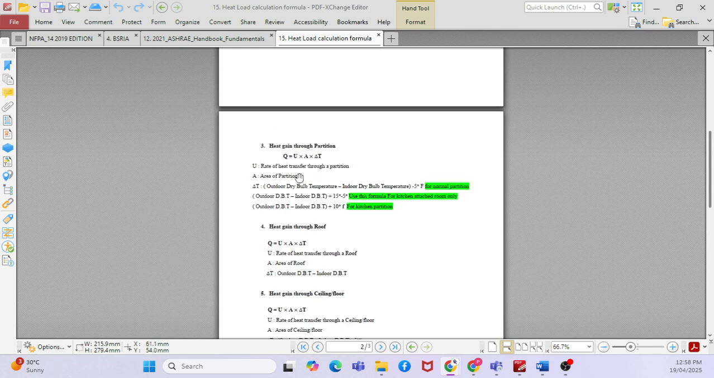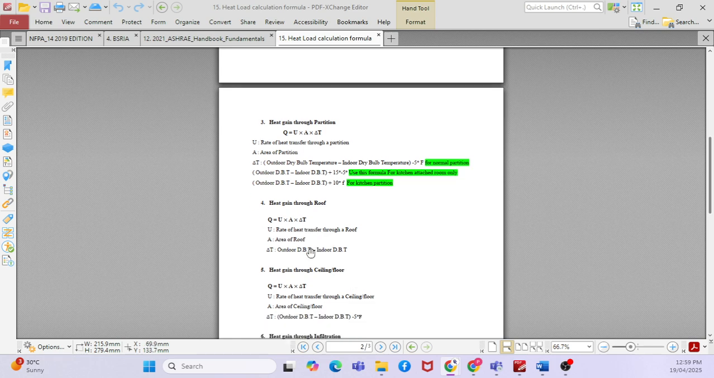For example, this is the equation: Q is nothing but U A delta T. How this equation came about is given very completely in that lecture. What is the area, what is U? It is the rate of heat transfer through a partition, and delta T is the temperature difference. We have studied this equation. I have shared one lecture for each and every equation.